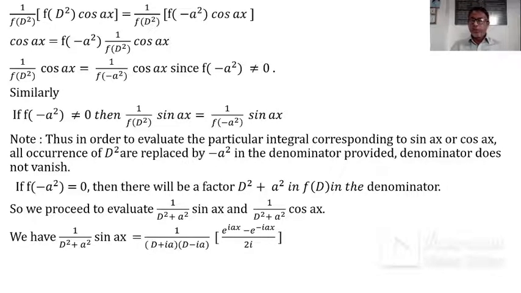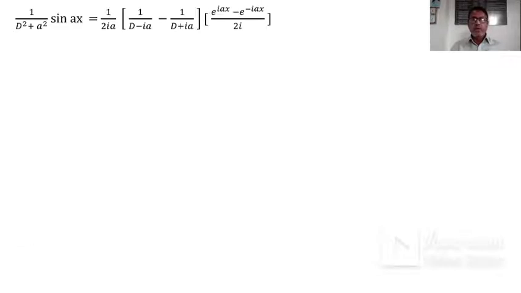Now, by using the partial fraction, we are able to write this 1 upon D plus ia and D minus ia as 1 upon 2ia into bracket 1 upon D minus ia minus 1 upon D plus ia, and this operates on e to the power iax minus e to the power minus iax upon 2i. I hope you understand this step. We have to use the partial fractions.